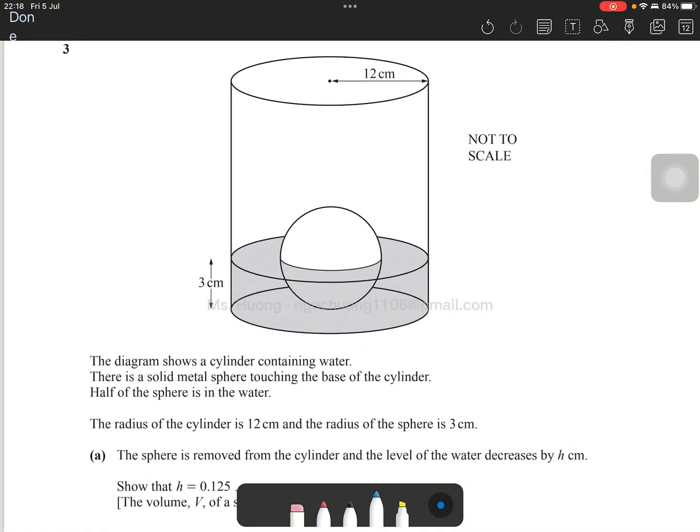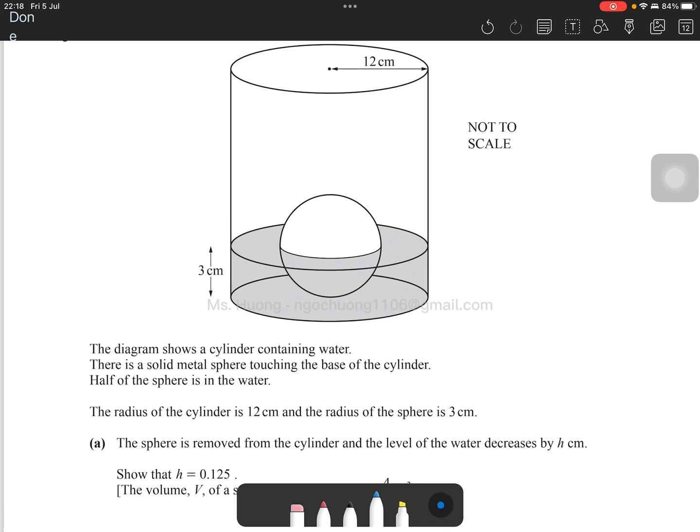Question 3. The diagram shows a cylinder containing water. There is a solid metal sphere touching the base of the cylinder. Half of the sphere is in the water. The radius of the cylinder is 12 centimeters, and the radius of the sphere is 3 centimeters. The sphere is removed from the cylinder and the level of water decreases by h centimeters. Show that h is equal to 0.125.